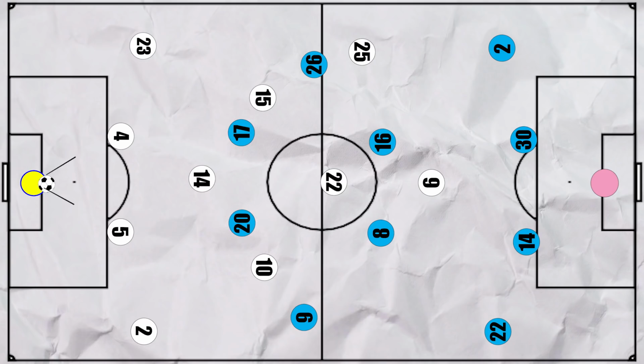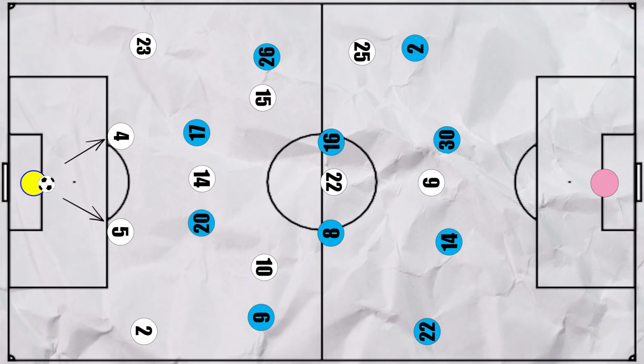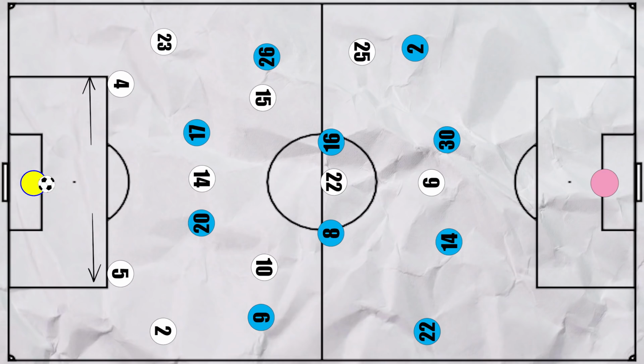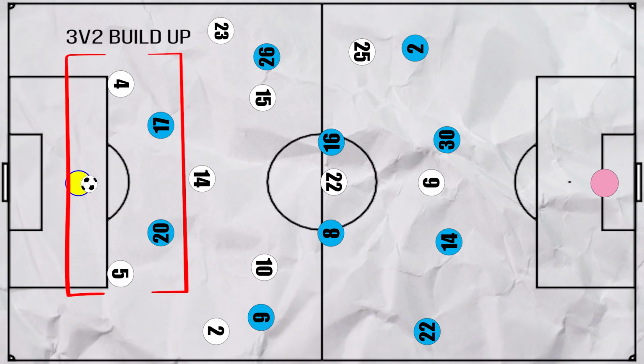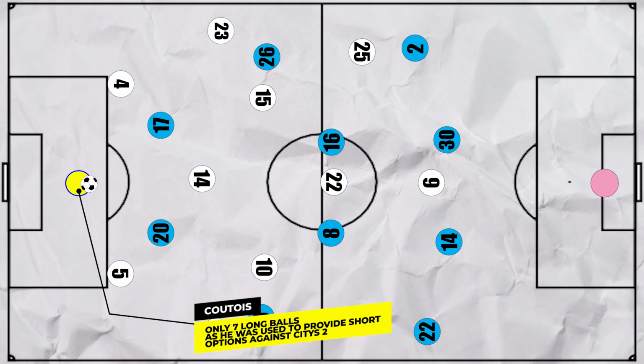Real Madrid looked to play out from the back, and initially City wanted to press high, but mostly used a mid-block. Real used the width of the pitch, often splitting the centre-backs and pushing the full-backs high, to give City's forwards a lot of room to cover. Courtois was used effectively as an extra outfielder to create a 3 vs 2 against City's forwards, as shown by him only attempting 7 long balls.